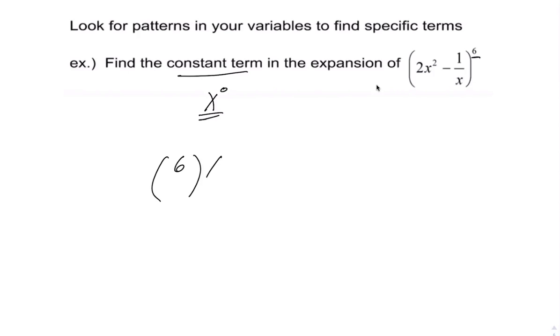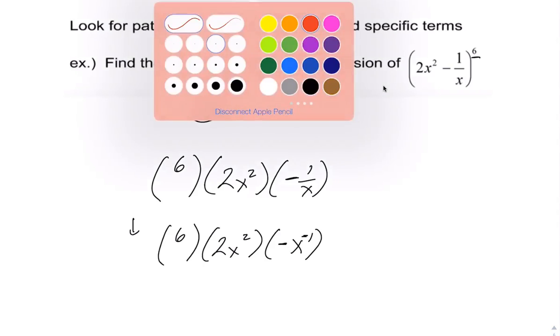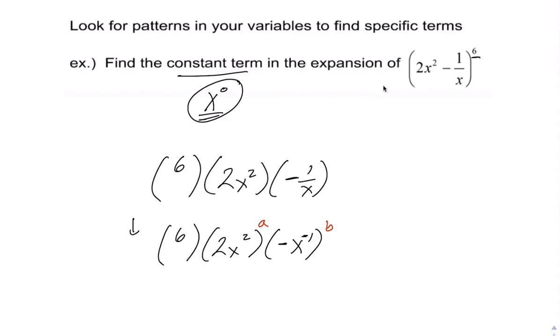Here's to the 6. Write down what we know. I know this has to be 2x squared. I know this has to be negative 1 over x. And I want the x to the 0 term. So this is where I do a little math. Let me rewrite this a little bit: 6, 2x squared, negative x to the negative 1 power. So I'm going to do this. Let's make this a and b, and we're going to solve this.